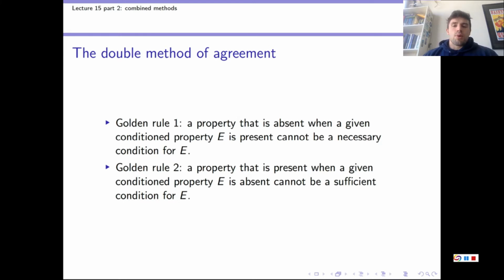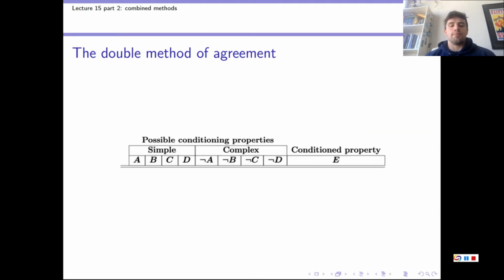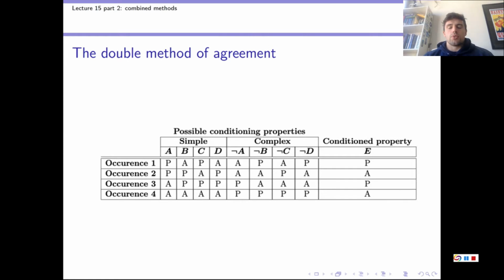So with that, here's a property table with some simple conditioning properties, A, B, C, and D, and some complex conditioning properties, not A, not B, not C, and not D. Your task is to find the suspected necessary and sufficient conditions for the given conditioned property E. We'll walk through it via a series of questions. So here is the first one. Pause and have a look at these occurrences recorded in the table. And then once you've had a look at them, you might want to copy them down, move the video on, and I'll ask you a question.